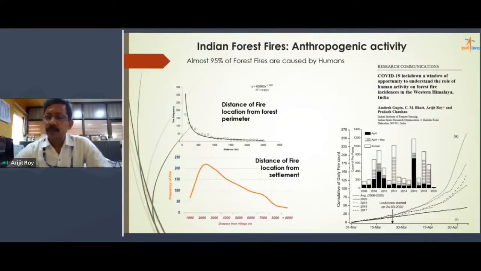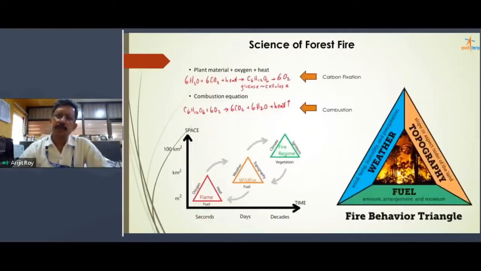So only the subsistence activities were there, which of course resulted in some amount of fire. But the drastically high amount of fires which are generally observed were not observed during last year's lockdown, which goes on to prove that anthropogenic activity has a major role in forest fire across the Indian subcontinent.